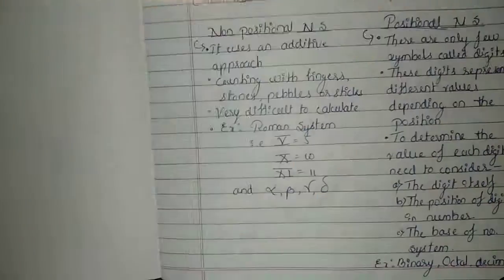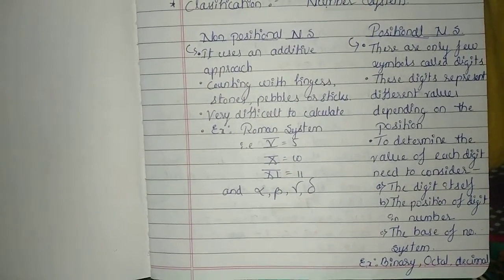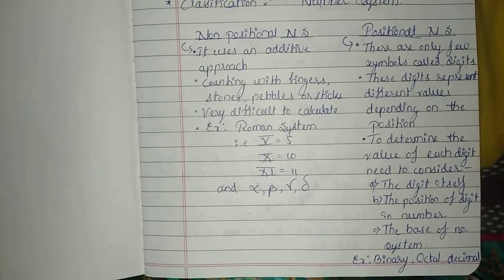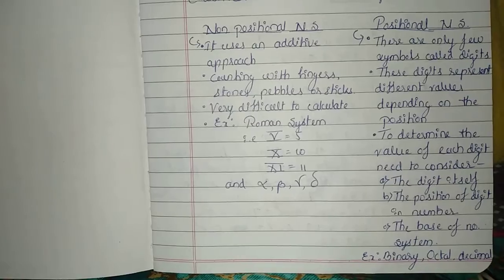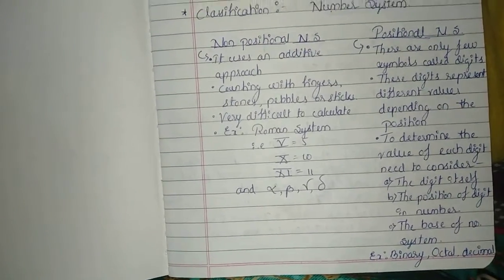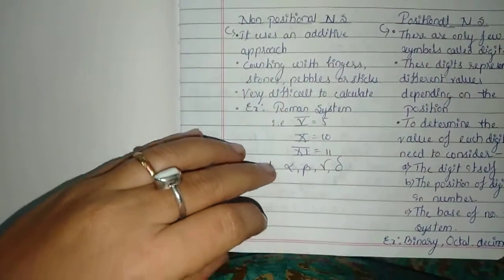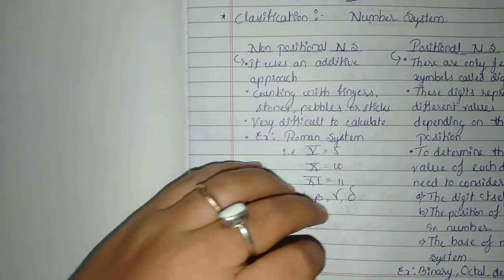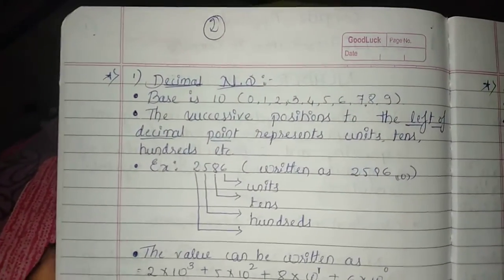Examples are the binary number system, octal number system, decimal number system, and hexadecimal. Then we'll see each of these number systems: binary, octal, decimal, hexadecimal. First we'll see what the decimal number system is.